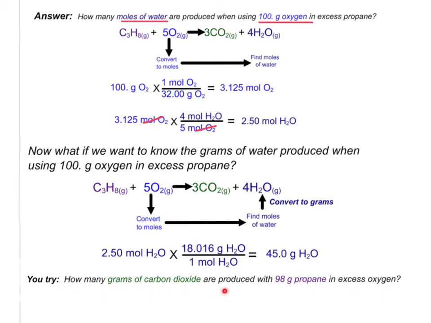How many grams of carbon dioxide are produced when 98 grams of propane are reacted with excess oxygen?